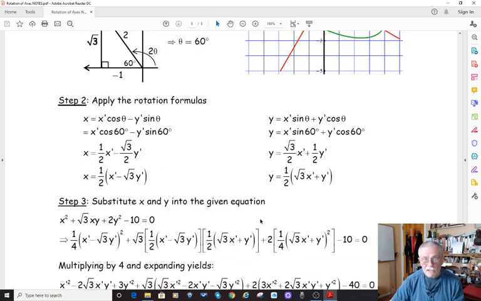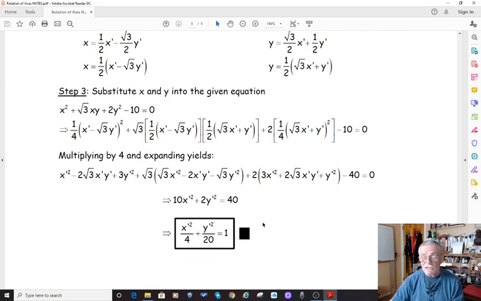And then unfortunately, what I've got to do, and this is not that easy, it's a pain in the neck, I have to go back to my original equation, and in place of x, I'm putting this, and in place of y, I'm putting this expression. I got to do all the computations, and when the smoke clears, I get an equation I'm going to recognize in standard form. All right, so let's go through it.